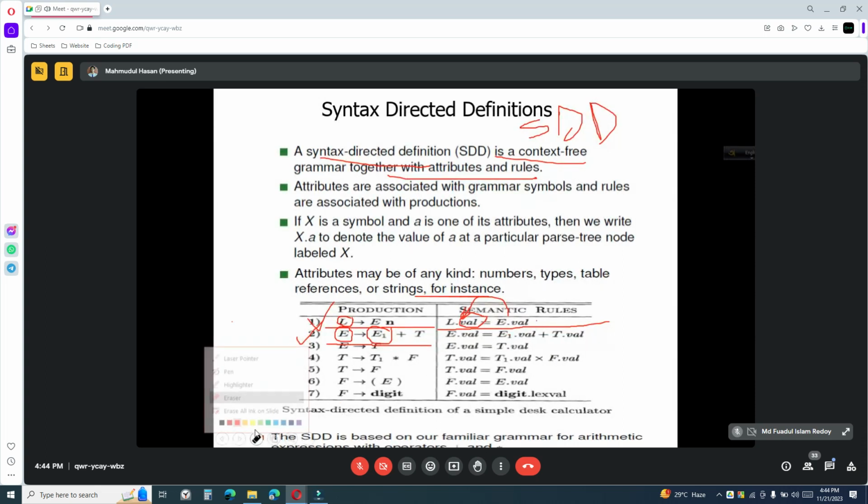Okay. So when this production rule is matched, what is the semantic rule? The summation of the E1 value and the T value. Is E1 the parent or child? Child. And is T the parent or child? Also child. So the summation of the two child values is equal to the parent value, that is E value. So here also the parent value depends on the child values. So this is known as a synthesized attribute.